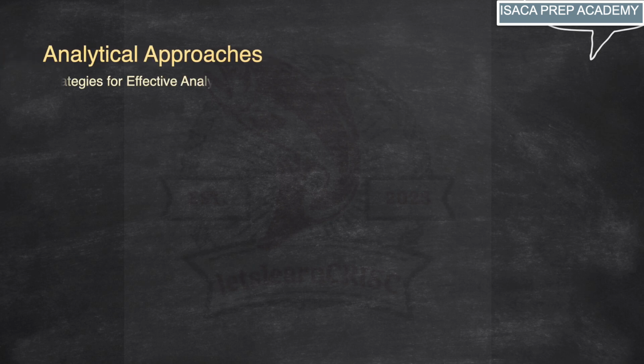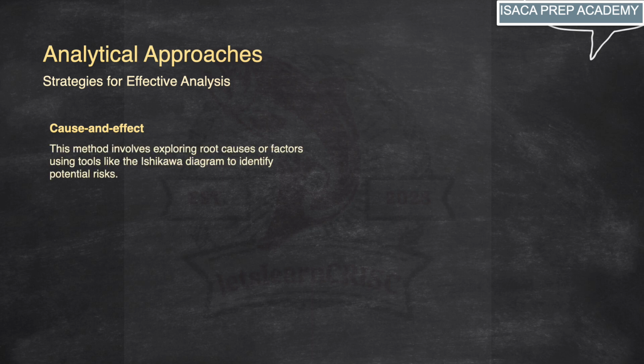Moving next, we'll understand some analytical approaches, that is, strategies for effective analysis. First, cause and effect. Friends, cause and effect analysis is a way of figuring out why something happened by looking at what might have caused it. Friends, it is like being a detective trying to solve a mystery.